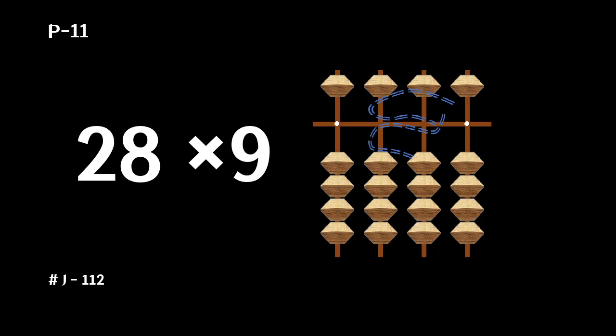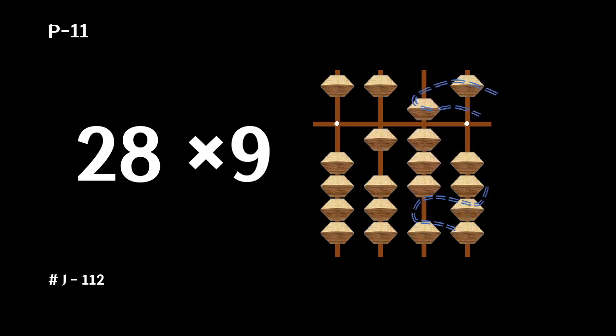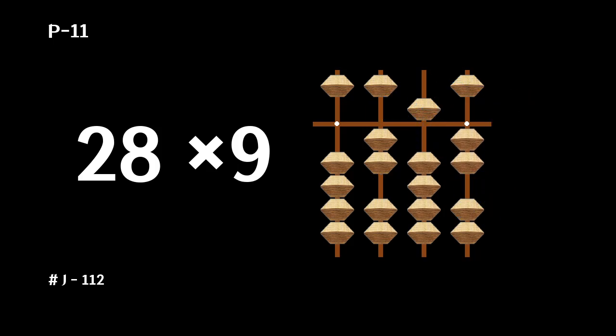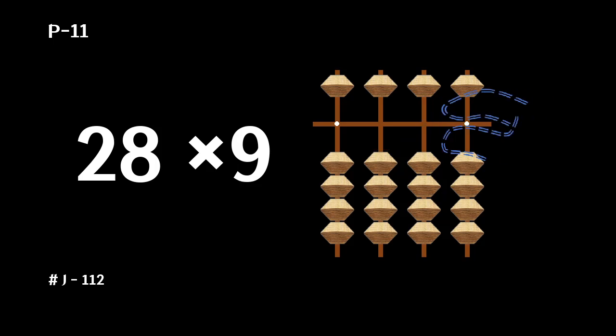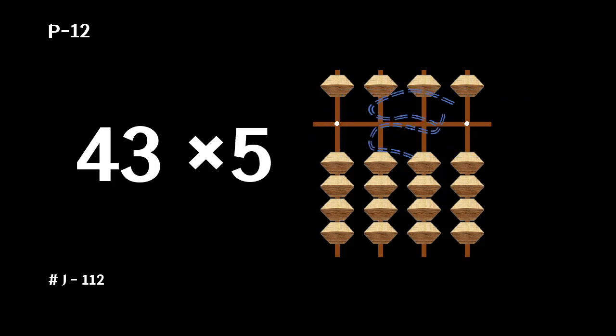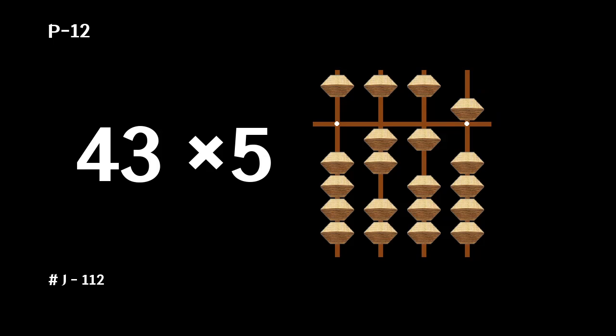2 by 9 is 18. 8 by 9 is 72. The answer is 252. 4 by 5 is 20. 3 by 5 is 15. The answer is 215.